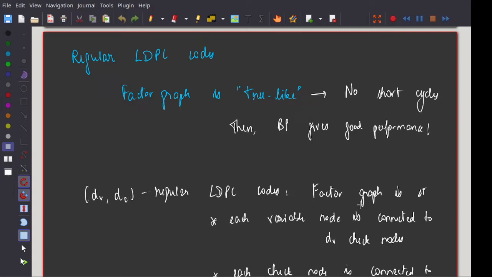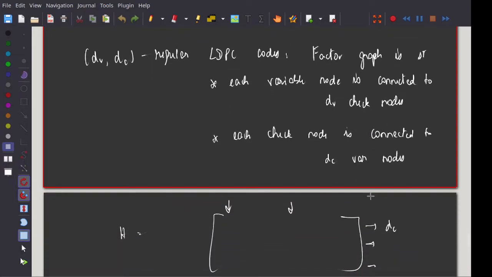Typically the way you should think about this is that DV and DC are constants independent of n. So n could be maybe 1,000 or 1,000,000 or 10 million, but DV and DC are very small, something like 4 or 5 or at most 10 perhaps. The main reason why we're interested in DV, DC regular LDPC codes is that if DV and DC are constants, then the factor graph of the LDPC code has a very small number of edges, and the degree of each vertex is very, very small.